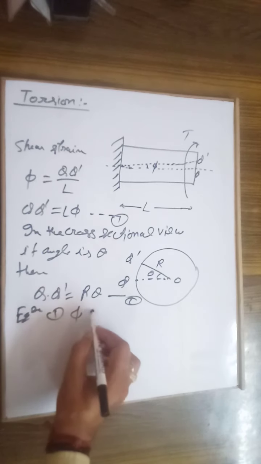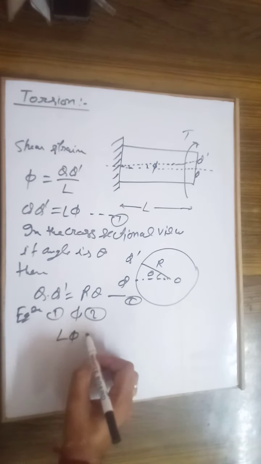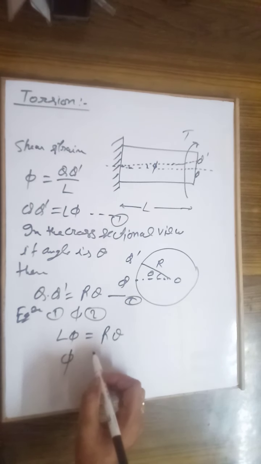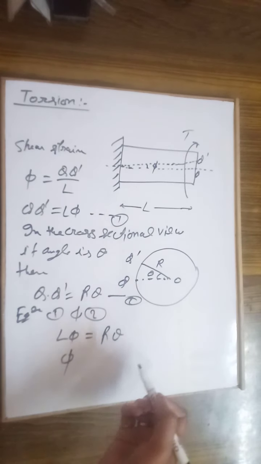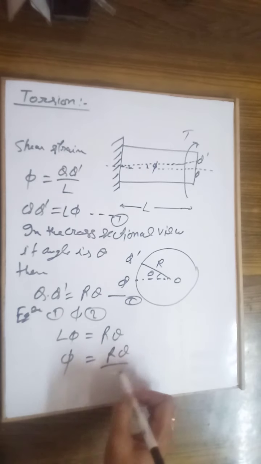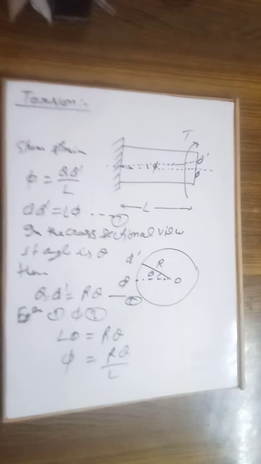From equations 1 and 2 we can say that L phi equals r theta, and the value of phi we can also find out in terms of this. So that is r theta upon L, where L is the length of this beam.